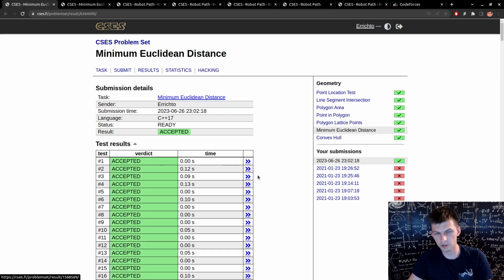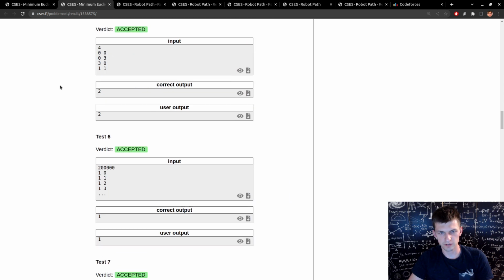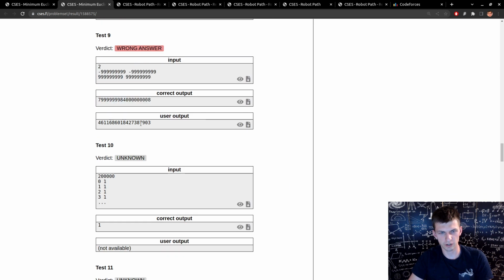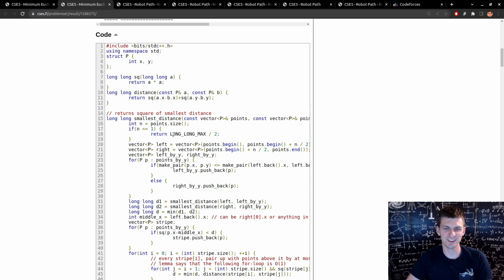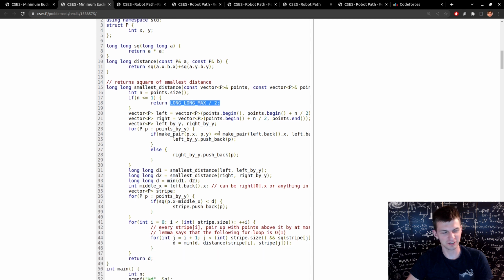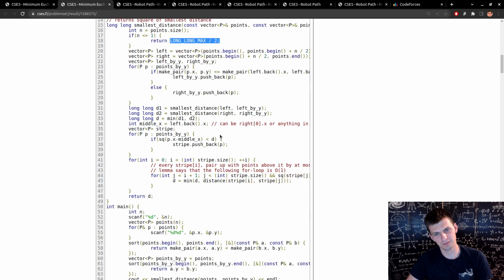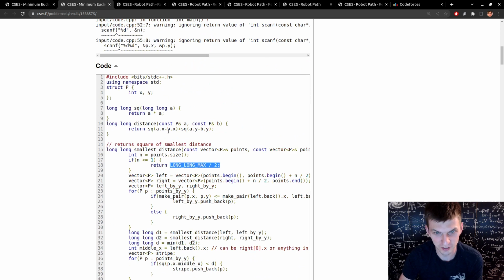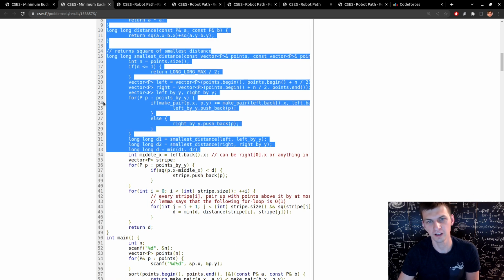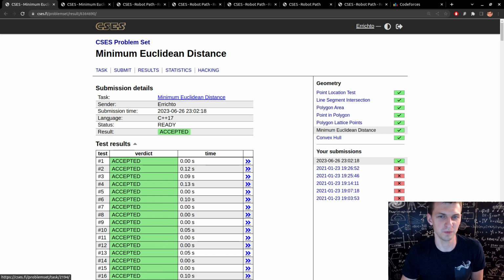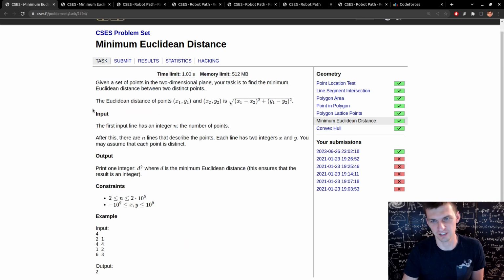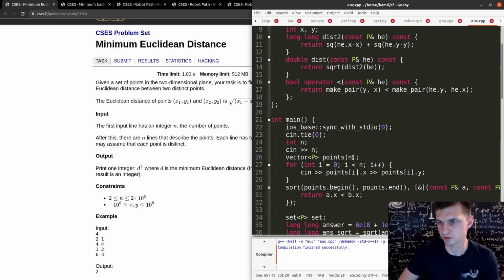I wonder what was wrong in this code of mine from 2 years ago. Wrong answer in test 9. An overflow, it seems, or just wrong infinity. Let's see. Long max divided by 2. Yeah, I think this might be not enough. I'm not sure now. And I have a much more complicated code. I think I did here divide and conquer. Only later I heard that divide and conquer isn't necessary for this well-known problem. Minimum Euclidean distance is something I saw many times. Okay, that was short. That's cool.